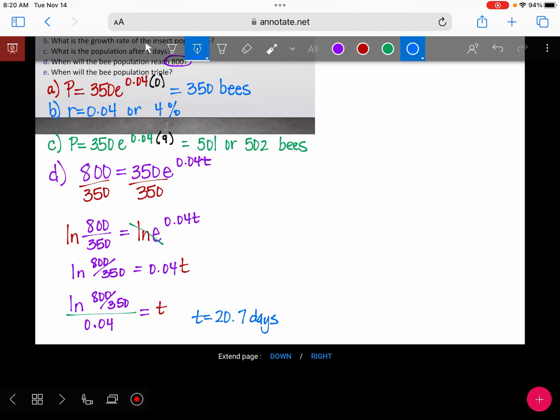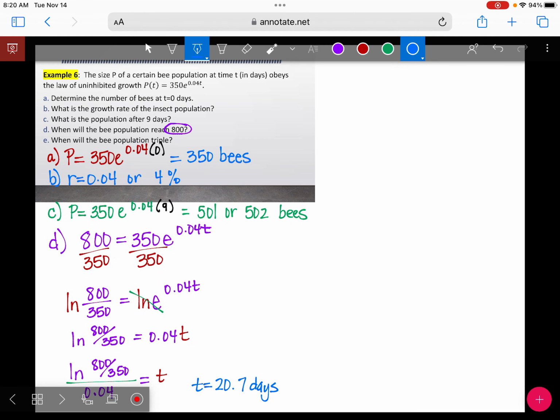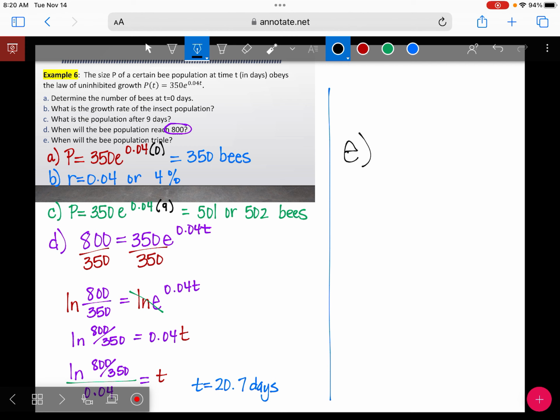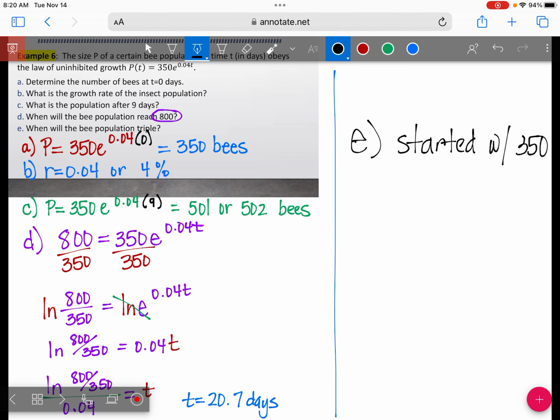All right, and then your last question, part E. For part E, it's saying, when will it triple? So from part A, I know I started with 350. So what number is 350 times 3? 1050. So you're going to do the same process you did in part D, except now it's 1050 equals 350e to the power of 0.04t. Go ahead and solve that.